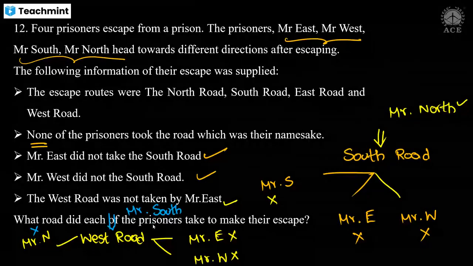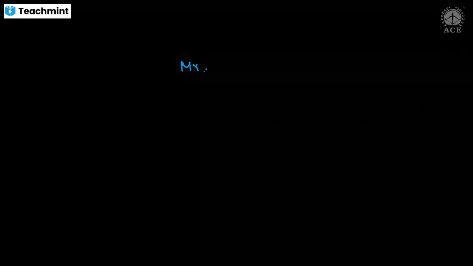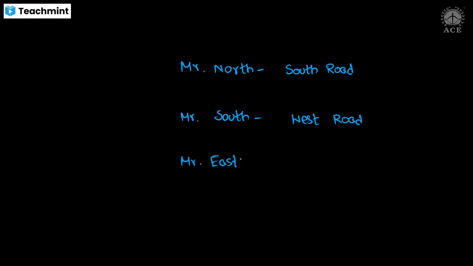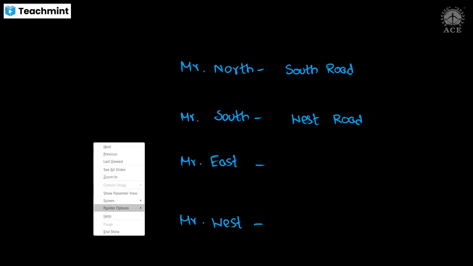So now we came to know one thing. Mr. North is going on the south road. Mr. North followed the south road, and Mr. South followed the west road. Right. Now Mr. East or Mr. West. Okay, let's see about Mr. East. Mr. East and one more leftover, Mr. West. Mr. East cannot go on the East Road, right?